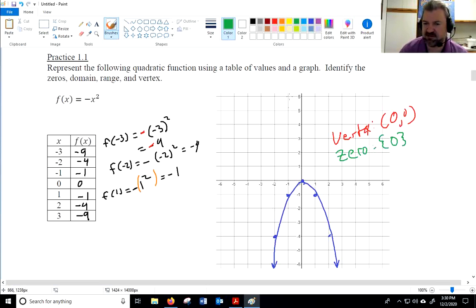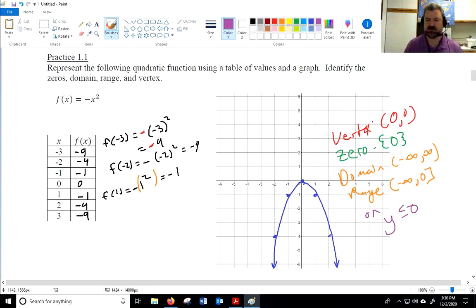Notice I'm putting set notation for my zeros. It's a set. We have, let's see here, what's our domain? Our domain is negative infinity to infinity. And our range is different than we had before. It's negative infinity up to 0. Or maybe you said y less than or equal to 0. Okay?